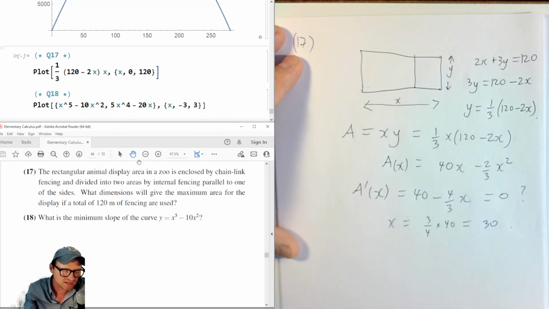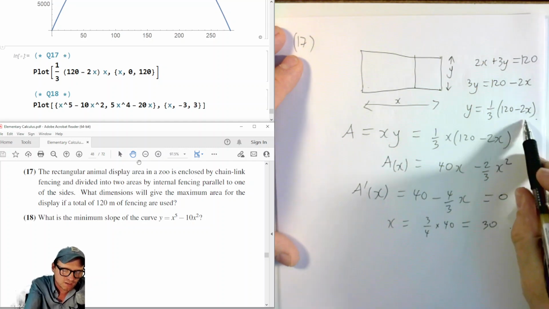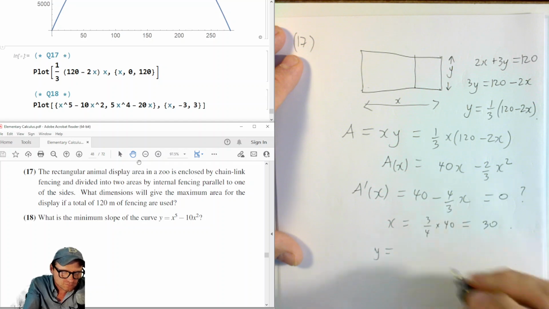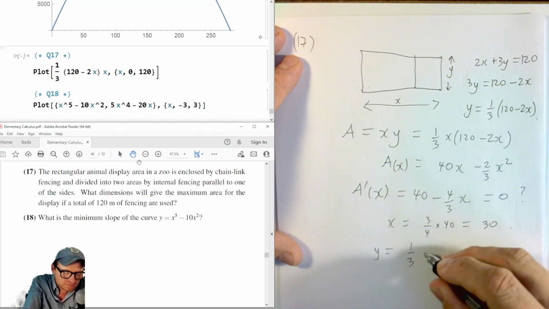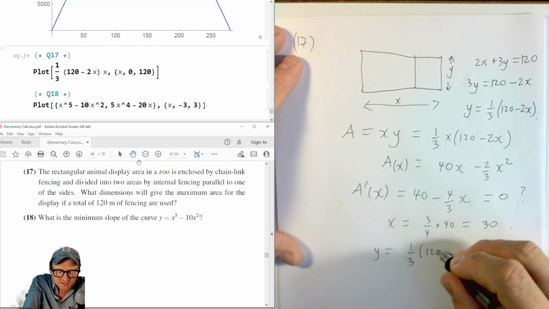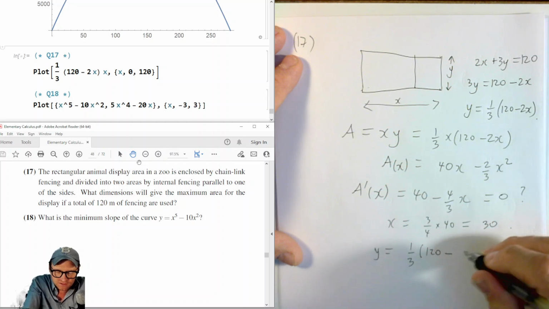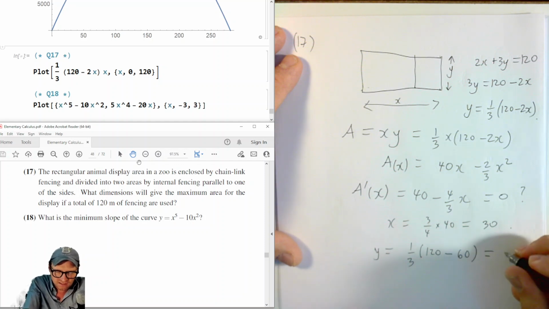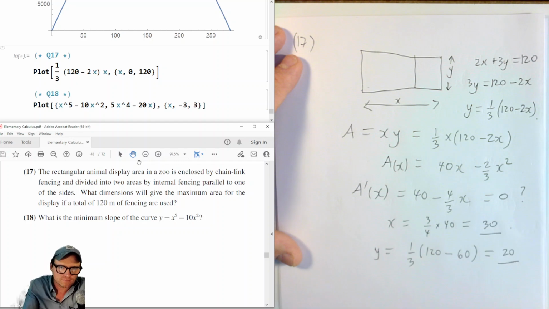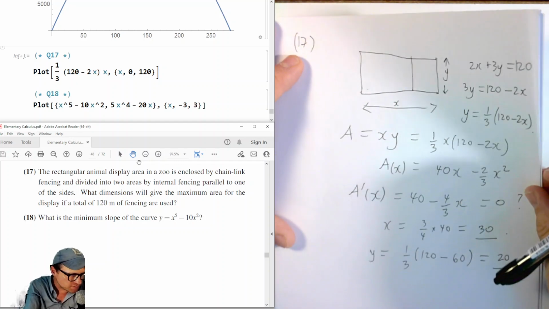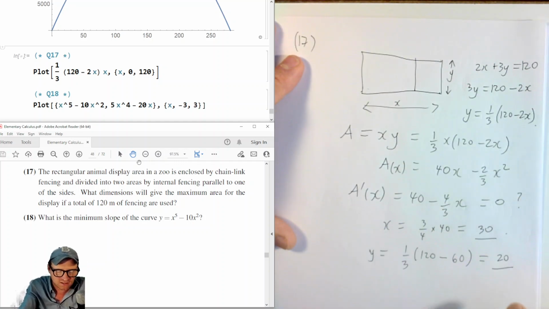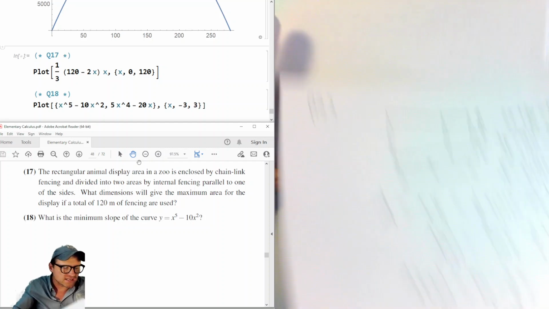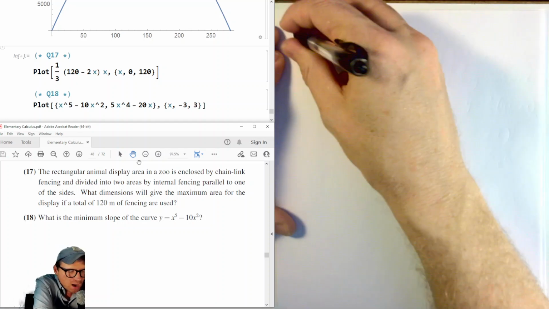So when x is equal to 30, what is the corresponding y value? Well, just sub it into the constraint. y would be equal to 1/3 of 120 minus 2 times 30, which is 60. So we have 1/3 of 60, which is 20. All right, so what dimensions? The dimensions are x is 30 and y is 20. All right, next question, and that's the last one for now.